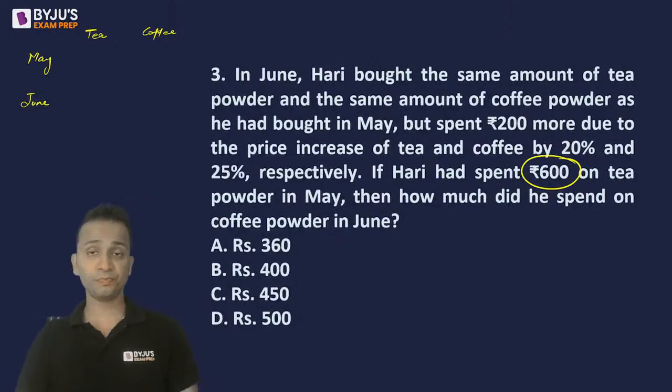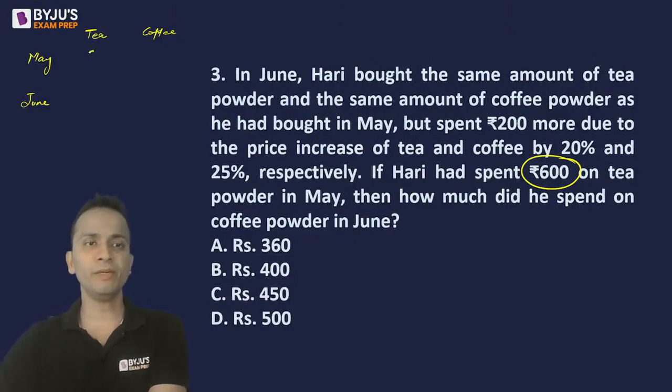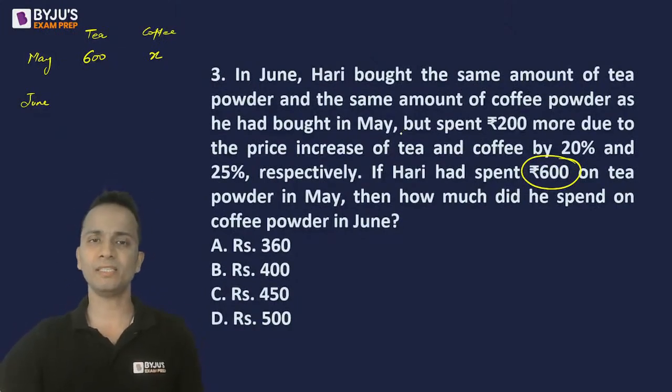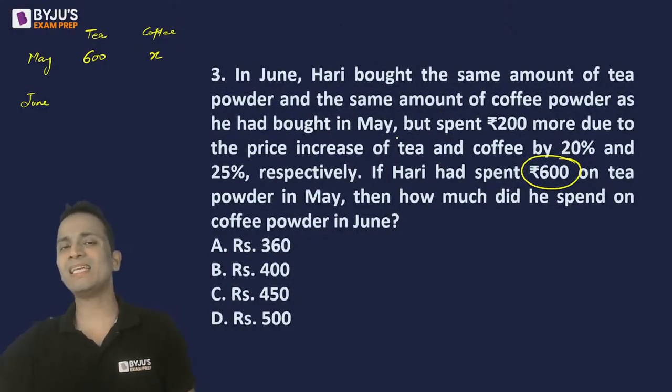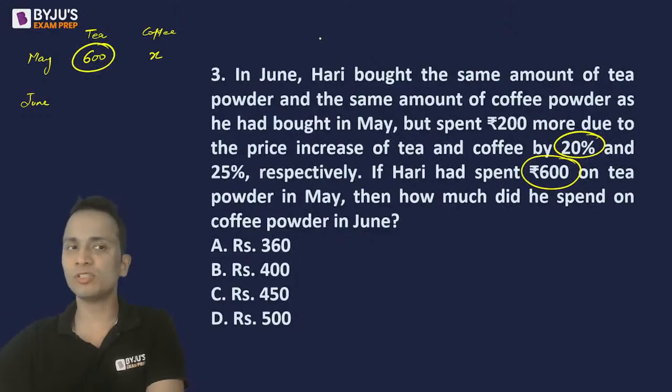All right. So Aditya has given an answer. Enough of time. Now Hari spent 600 rupees on tea in the month of May, and I don't know how much he spent on coffee, so I'll assume it as X. I believe this is what we have to calculate. Okay. Now, whatever he spent in the month of May, he bought the same amount of tea, but spent 200 more due to the price increase. Okay. So the quantity is same. So the money that he's paying will increase or decrease based on the price of tea or coffee. Okay. Now the increase in the price of tea is 20%. So for tea, he must have paid 20% extra. So 20% of 600, that is 120.